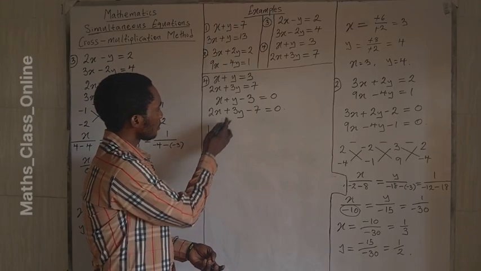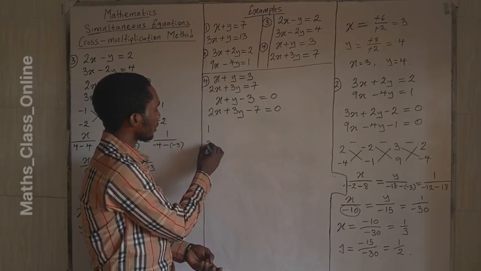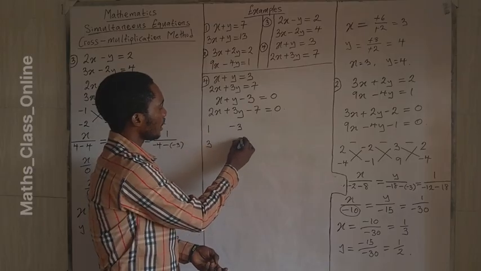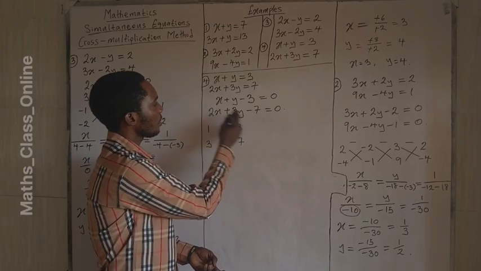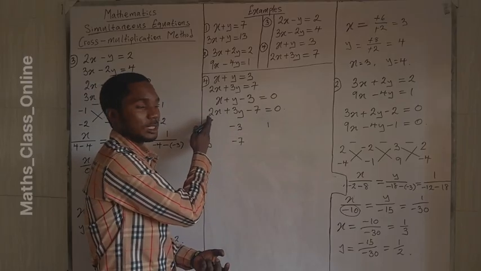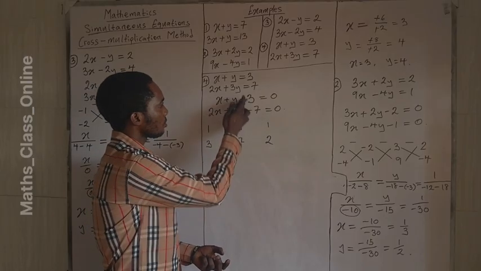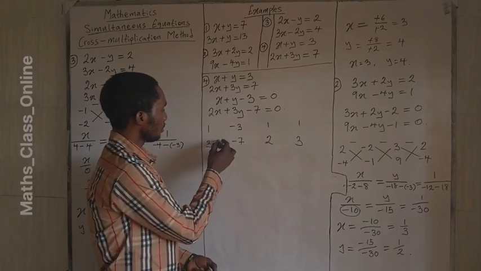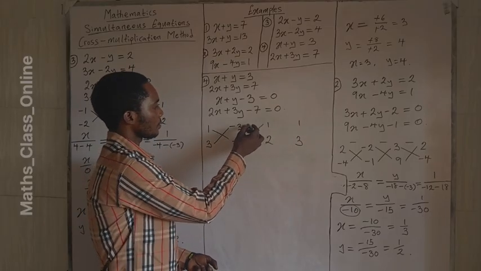We have this to be 1. Coefficient of y here is 3. Constant, minus 3 minus 7. Coefficient of x in equation 1, that is 1. Coefficient of x in equation 2, 2. Back to coefficient of y. We cross multiply.